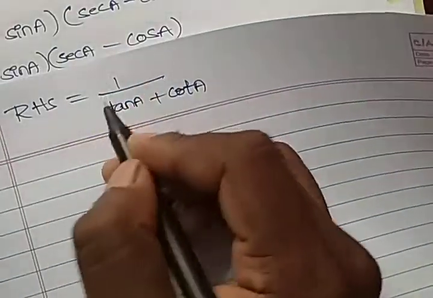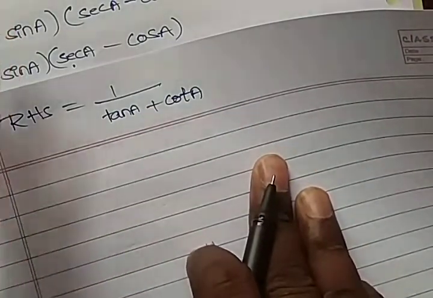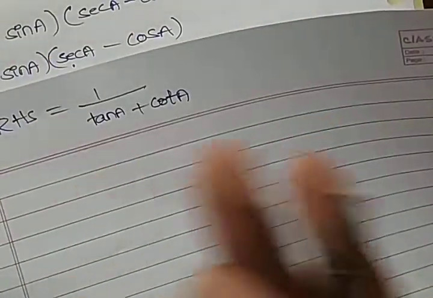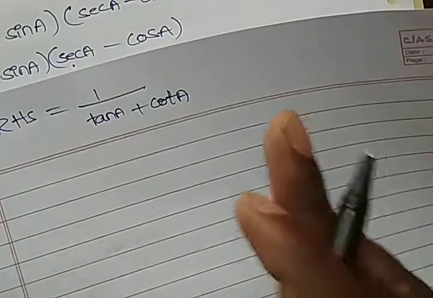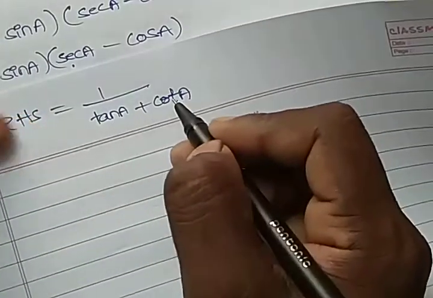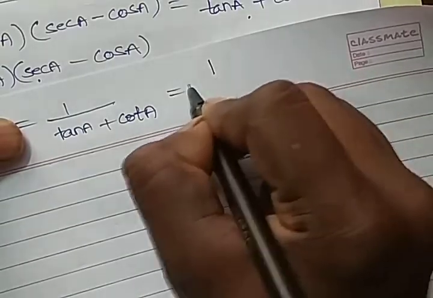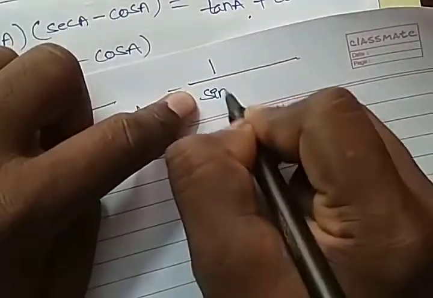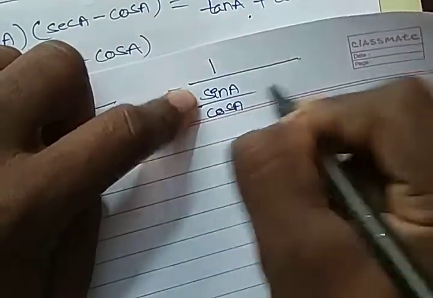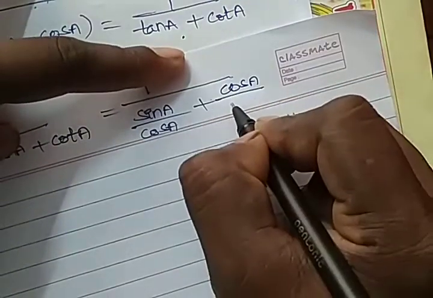This is RHS. What we are doing in this question is taking LHS value and taking RHS value, simplifying them and showing that both LHS and RHS values are equal to the same value. So RHS we have taken 1 by tan a plus cot a. So tan and cot can be represented in the sin ratio. So this can be written as 1 by tan is sin a by cos a, plus cot is cos a by sin a.